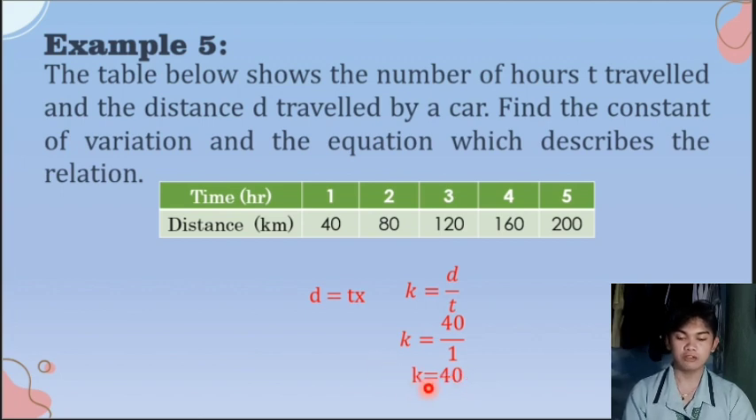Now that we have the value for k, we will just substitute the value of k in this equation. So we have d equal to 40t. This is the equation of variation for this table, and this is the constant of variation for this table. We just have to substitute the value of k here to get the equation of variation.